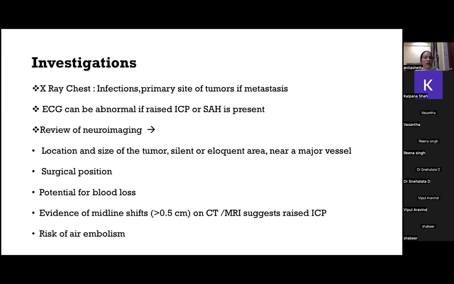The surgical position depends on the location of the tumor. Then if you know the location, you know what surgical position will be required for the patient, whether there is a potential for blood loss, especially with vascular tumors, or if they're near the major venous sinuses. If there is evidence of midline shift of more than 0.5 centimeters, this will suggest that the patient has increased ICP. And if it's close to the venous sinuses, there can be risk of air embolism.